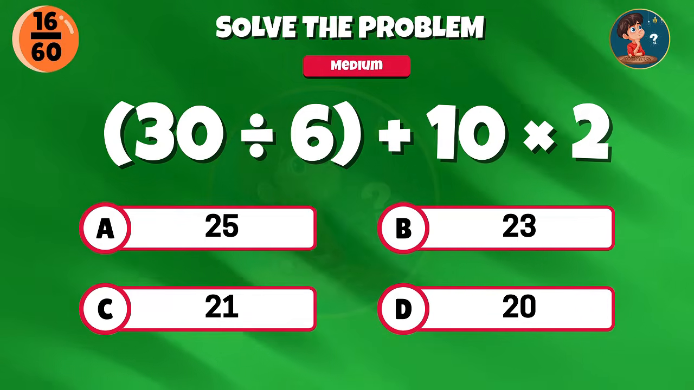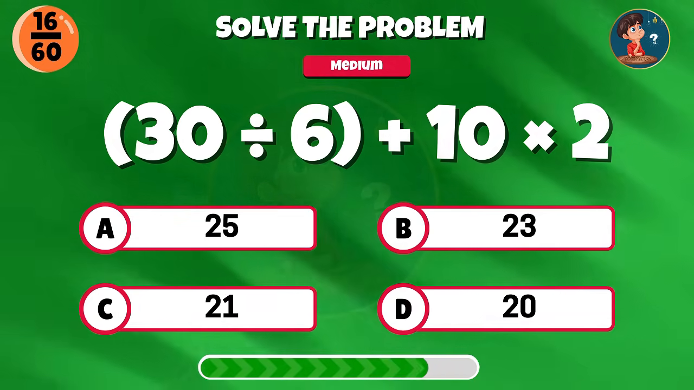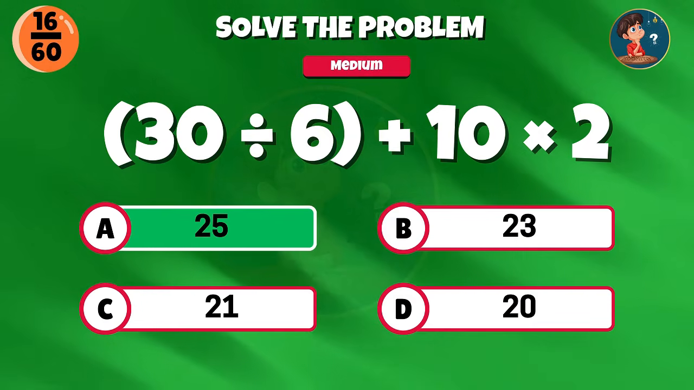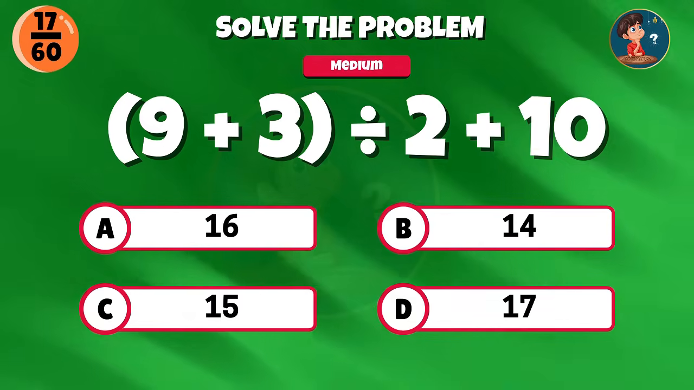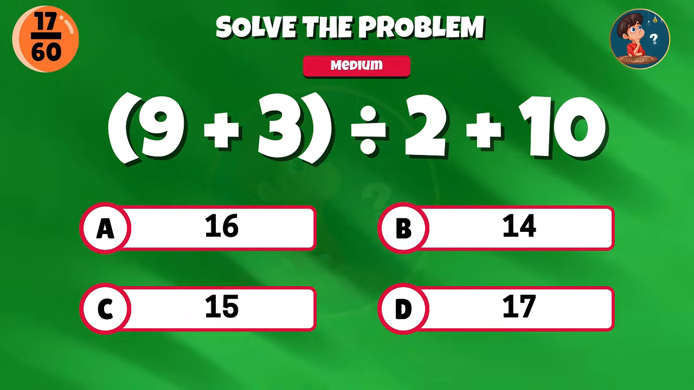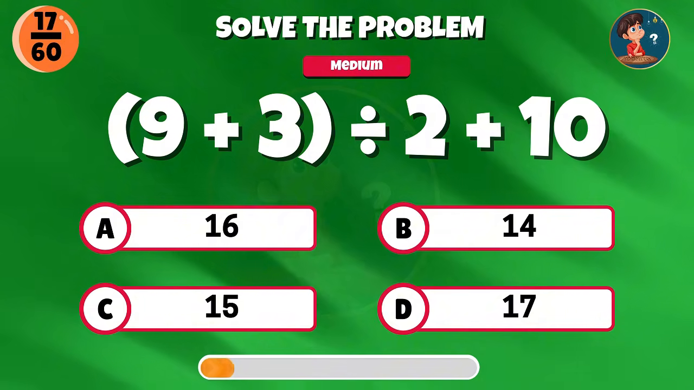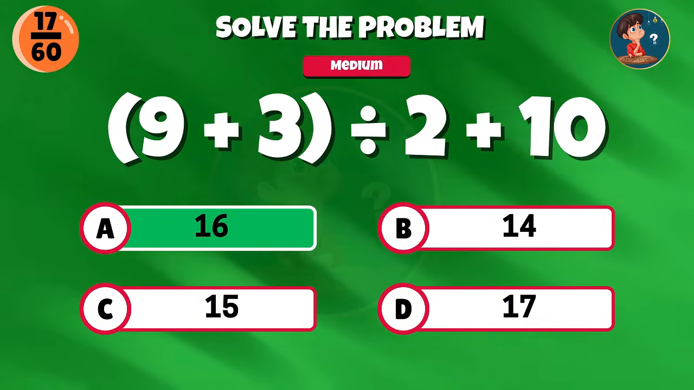Divide 30 by 6 and add 10 times 2. Can you solve it? Well spotted. You get 23. Add 9 and 3 divided by 2, then add 10. What do you get? Good observation. The answer is 16.